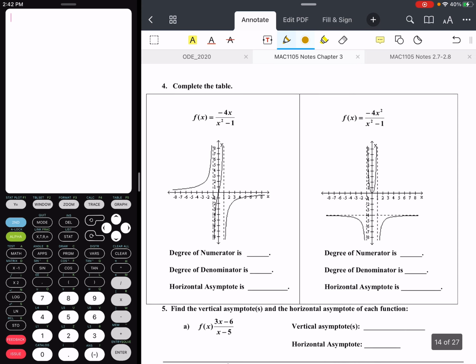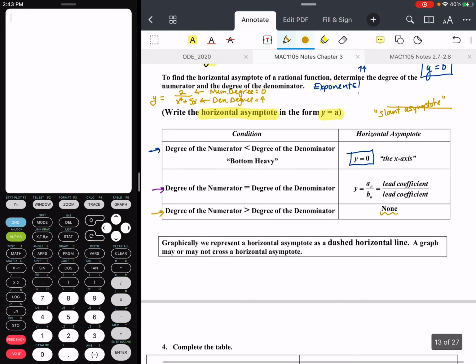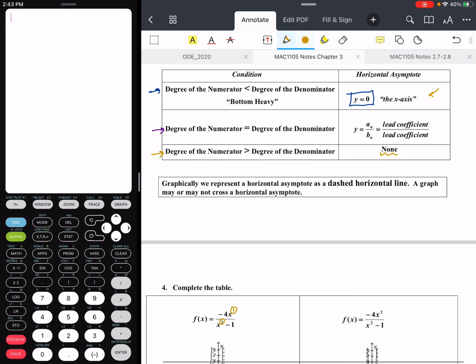Okay, so moving on to number 4, it asks us to complete the table. They ask us for the different degrees and then for the horizontal asymptote. For the graph on the left, f of x equals negative 4x over x squared minus 1. The numerator degree would be 1. The denominator degree would be 2. And because the denominator's degree is bigger than the numerator's, this is one of those bottom-heavy functions. So my horizontal asymptote will be y equals 0. That would be this case in the table right there.